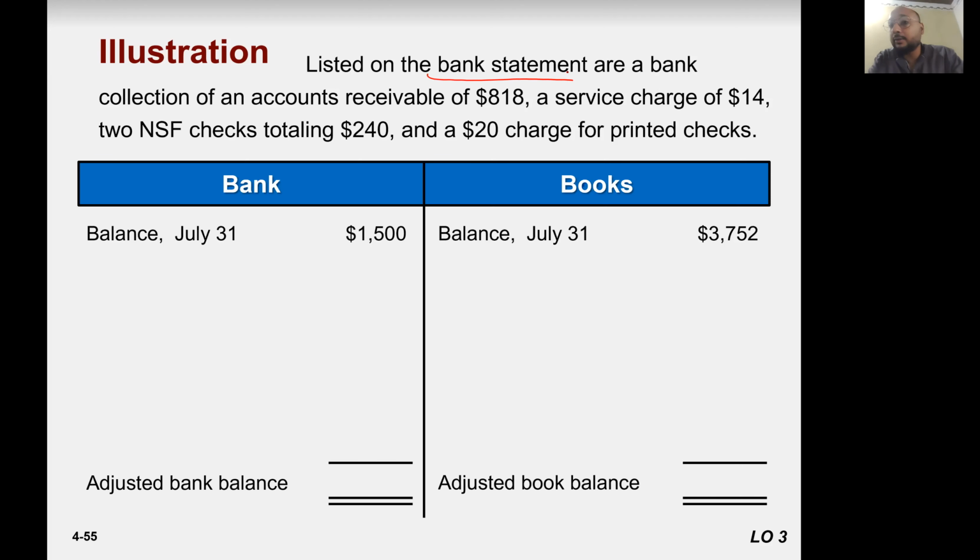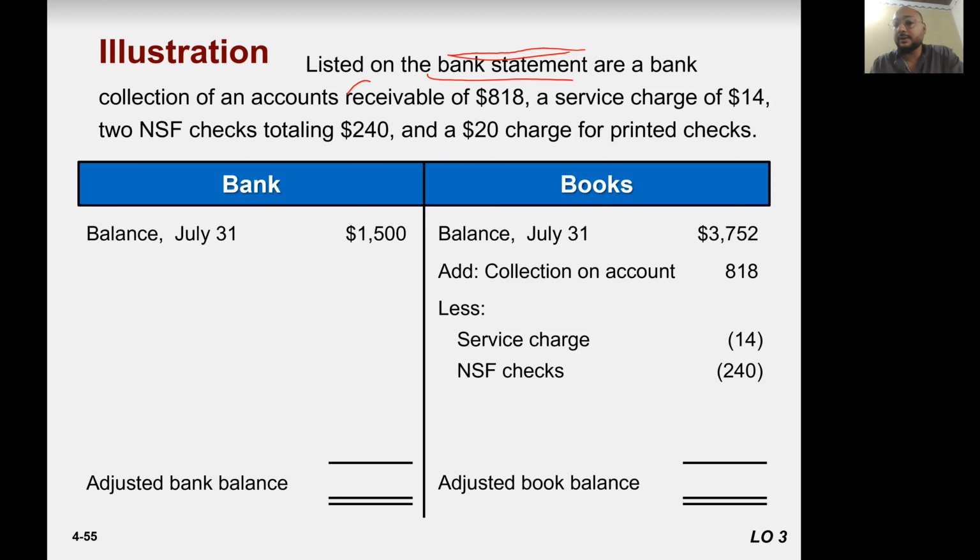Okay, and then listed on the bank statement are the bank collection of account receivables. Where do we need to write these down? Since these are included in the bank statement, it means they are not mentioned in our cash book. So we would be recording them on the cash book side. What are these? Number one, collection of accounts on our behalf, and less all the service charges, printing charges and NSF check. Right?